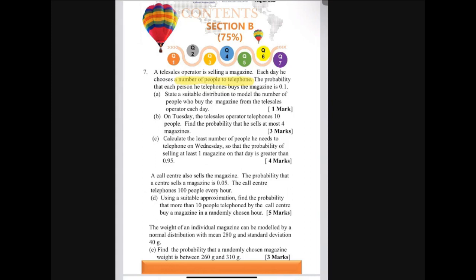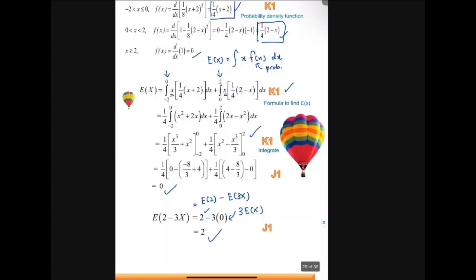And then on Tuesday, the telesales operator telephoned 10 people. Find the probability that he sells at most 4. And then for part C, calculate the least number of people he needs. Okay, so A, B, and C refer to the same distribution but a different number of trials, different n.